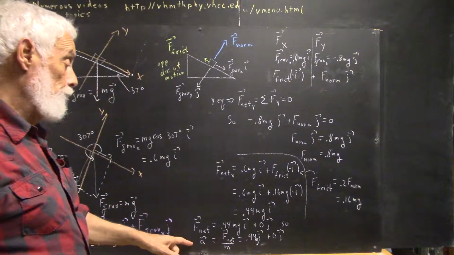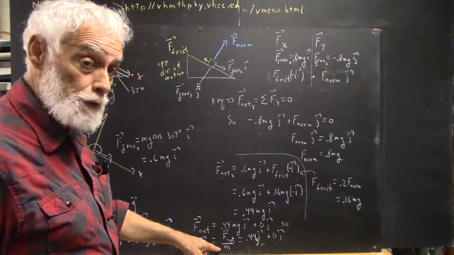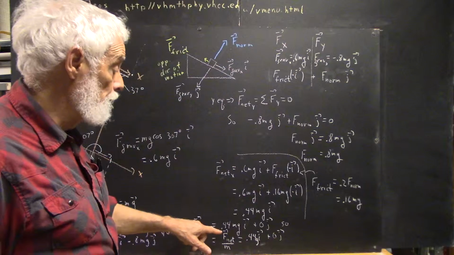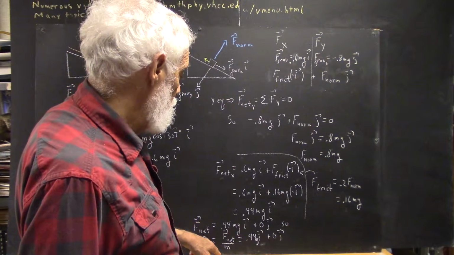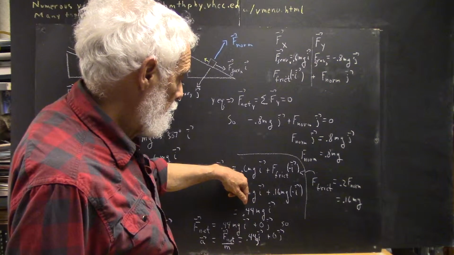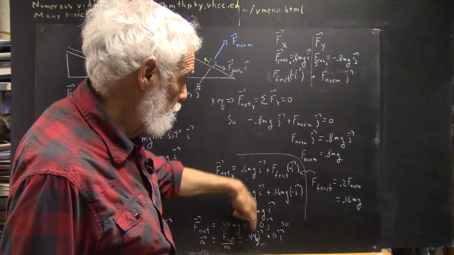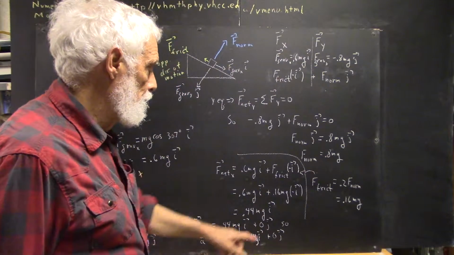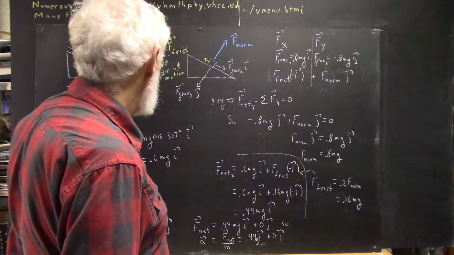It follows that our acceleration vector is the F net vector divided by the mass. And if we do that, if we divide the i component, 0.44 mg, by the mass, we're left with 0.44 g. And of course, our j component of the net force is 0, so we're going to have 0 acceleration in the j direction.